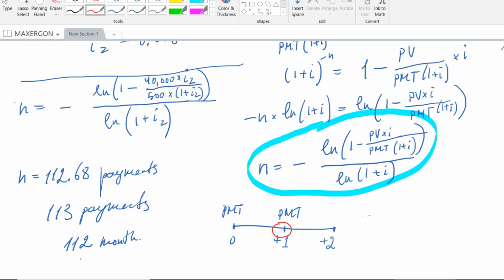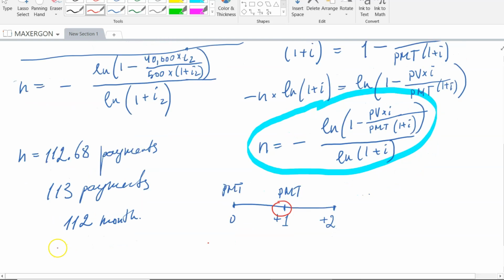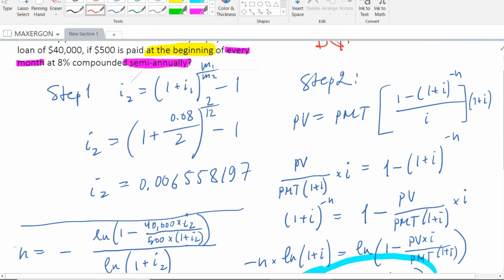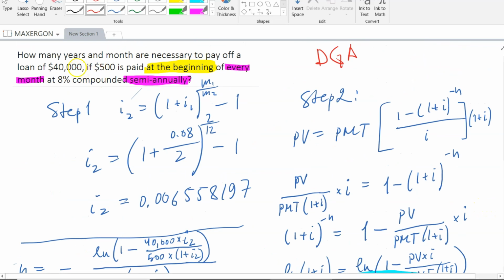We found that there are 113 payments in this problem, but actually in terms of time, it takes 112 months to pay for this annuity. In terms of years and months, we're talking here about 9 years and 4 months, which are required to pay for the loan of $40,000, subject to the conditions of this problem. Let's consider Excel solution.